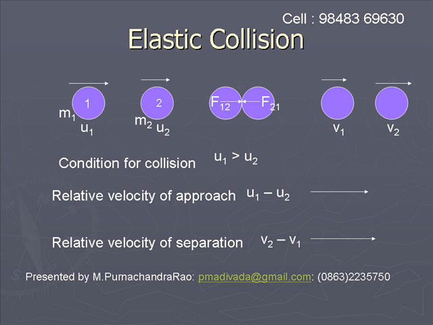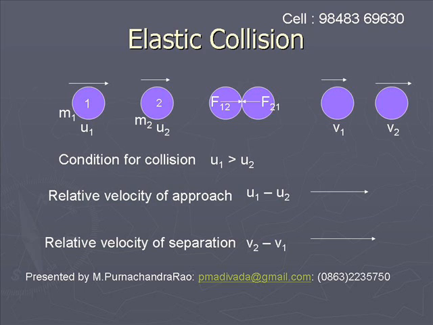Now, u1 minus u2 is known as velocity of approach, and v2 minus v1, where v2 is greater than v1, is called relative velocity of separation. That means the separation between m1 and m2 increases. Hence, it is known as relative velocity of separation. That relative velocity of separation is v2 minus v1. Its direction is also from left to right.